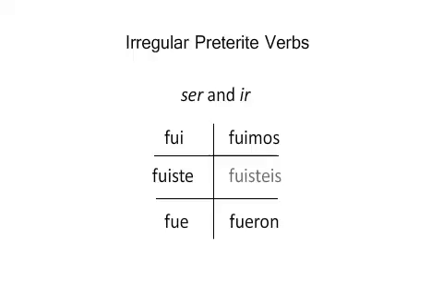Finally, let's take a look at what are probably the two most irregular verbs in Spanish: the verb ser, which you know means to be, and the verb ir, which you know means to go. Ser and ir, despite having different meanings, are completely identical to each other in the preterite tense. So I've put them on the same chart here. Take a minute, look at these, make sure that you copy them down correctly in your notes. Notice that there are, again, no accent marks here.